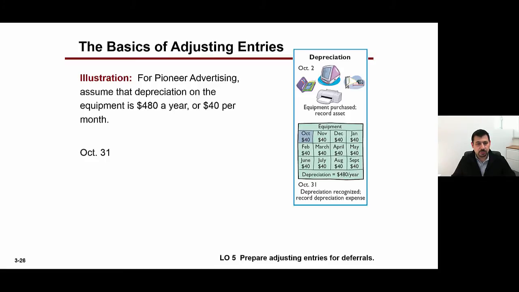Later on in the semester, we will learn how to calculate depreciation. But for now, for the first part of the course, we will be given the amount of depreciation more or less. So in this case, instead of directly crediting the asset equipment in order to decrease the asset, companies introduce a new account that is called accumulated depreciation.